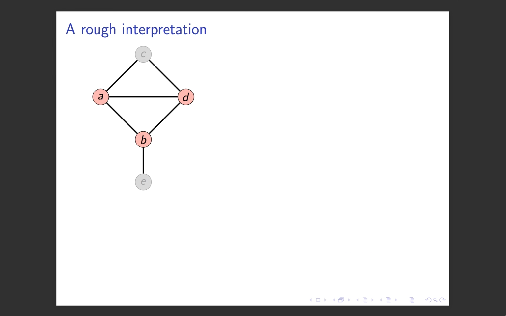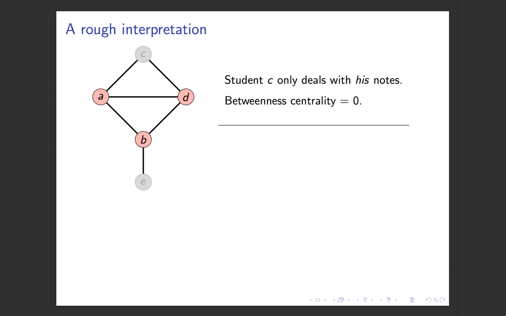Here's a rough interpretation of what's going on. Remember our example of a network of students passing notes in class. We were trying to figure out which student's most likely to get caught. A student like that of node C only has to deal with his own notes. If student C gets a note, it's because it's his note. Somebody wants to send information to him. If student C passes a note, it's because he is sending information to somebody else. For that reason, student C is probably at the lowest risk of being caught, since he only has to deal with his own notes. For that reason, we set his betweenness centrality to be the smallest, 0.